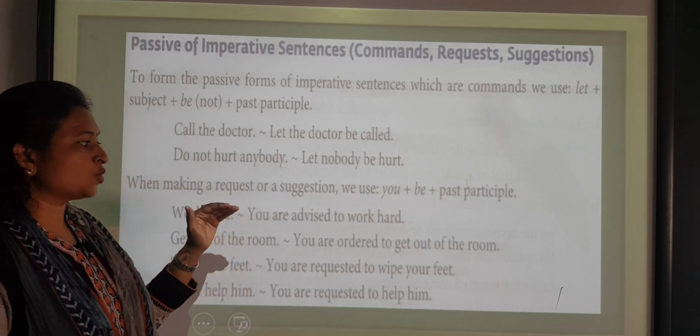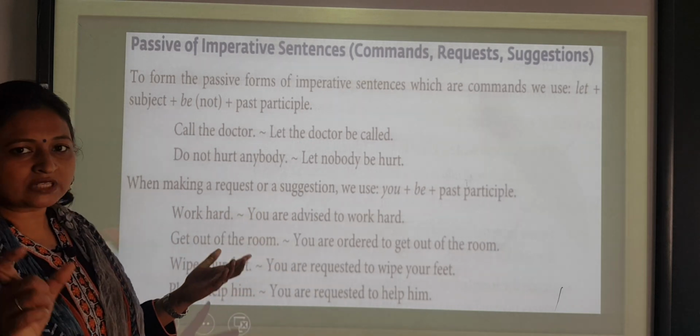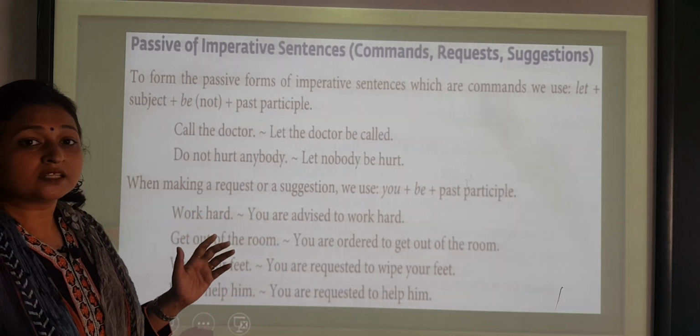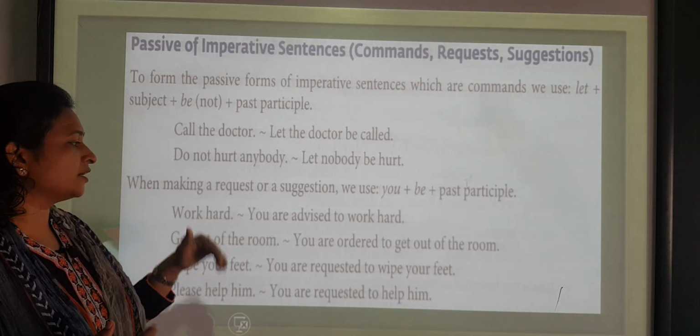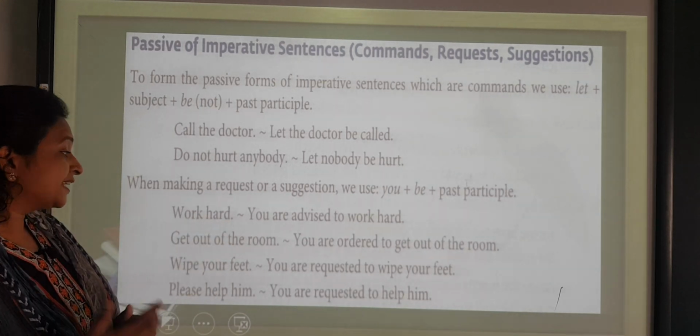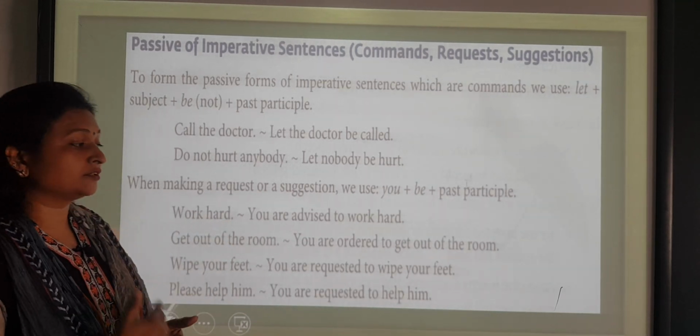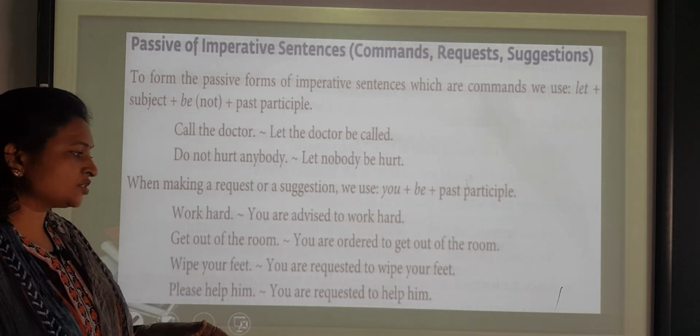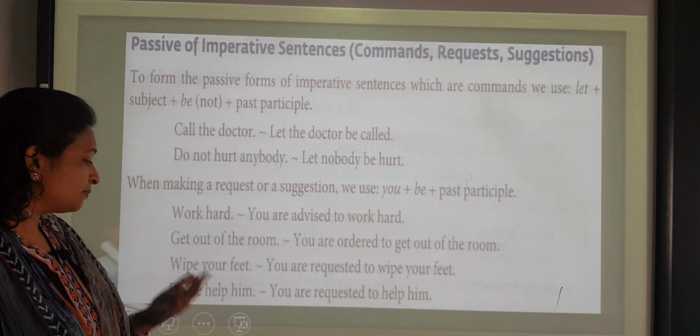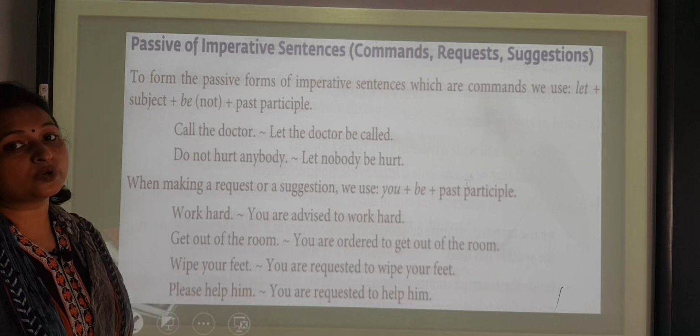Work hard. You are advised. Okay, now these words you can add because you know this is an advice. So work hard. You are advised to work hard. Get out of the room. You are ordered to get out of the room. Wipe your feet. You are requested to wipe your feet. Please help him. You are requested to help him.